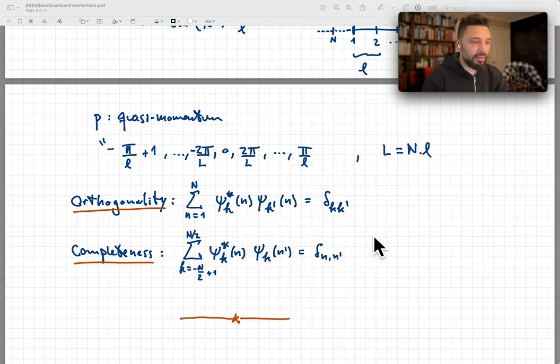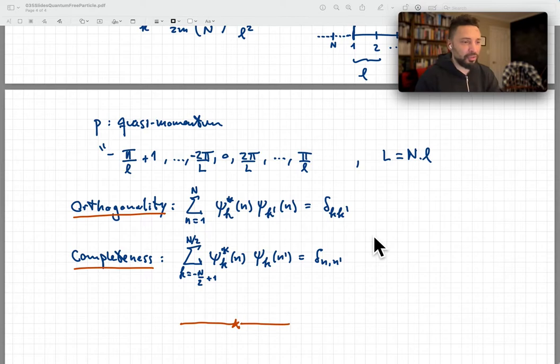And that's about it. That's my quick review, hopefully for future reference, of the quantum mechanical free particle. I hope you enjoyed it.